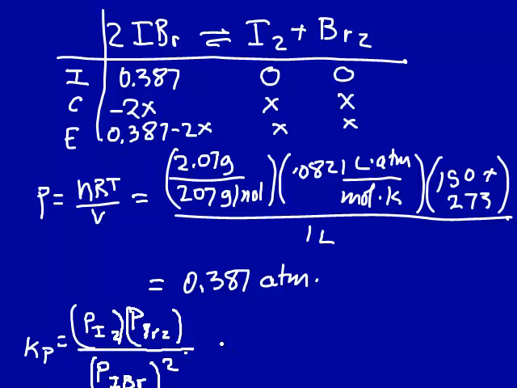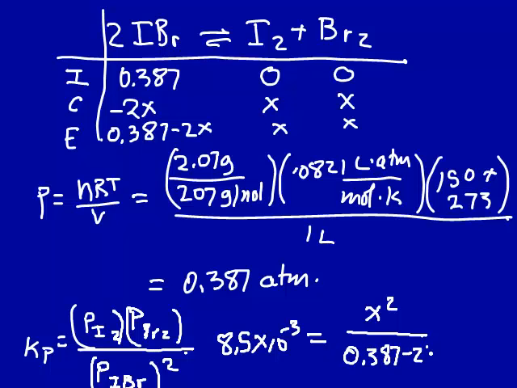Let's write down some numbers. In the problem, it was given that the Kp is 8.5 times 10 to the minus 3. That's equal to x squared over the pressure of IBr, 0.387 minus 2x, and we have to square this whole thing because we have a 2 as a stoichiometric coefficient. All right, let's go to the next page here. Let's solve this for x.